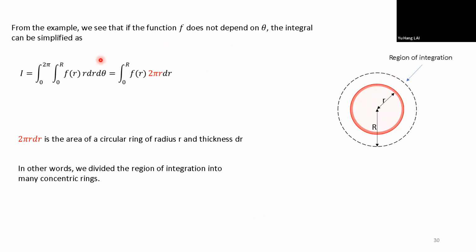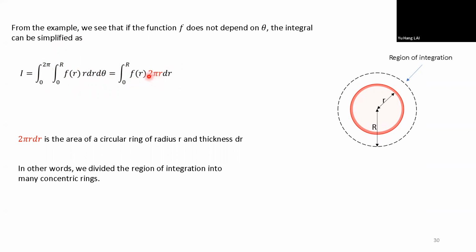And in fact, you see that in this case, effectively, this double integral can always be written in a simple form as this single integral. It's just that the integral for d theta gives you a factor of 2 pi.